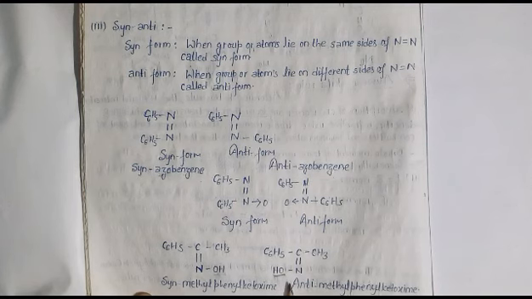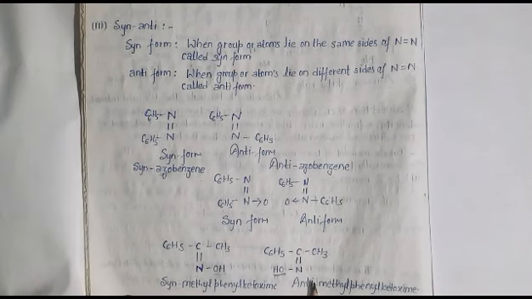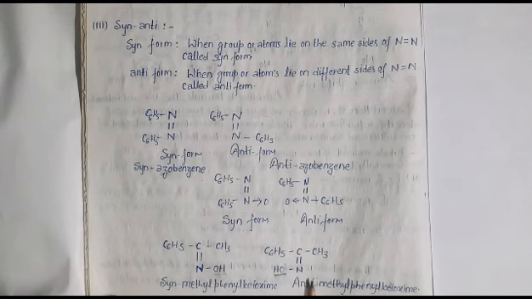This is all about geometrical isomers and all existing 3 forms: cis-trans, EZ, and syn-anti form.